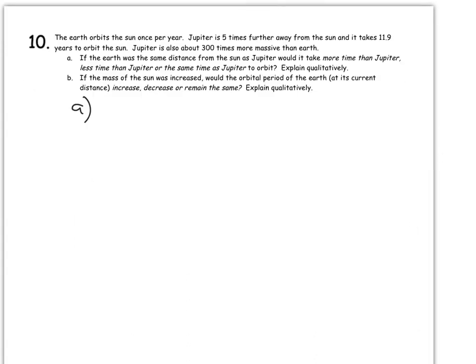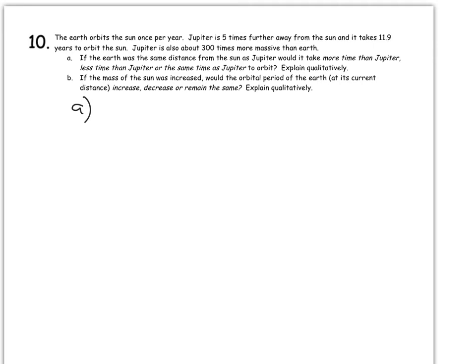Moving on to this next one, we have a conceptual one about satellite motion. So this one's looking at the Earth compared to Jupiter. The Earth obviously takes 1 year to orbit the sun. Jupiter, which is about 5 times as far away, takes 11.9 years to orbit. Jupiter also has about 300 times the mass that Earth has.